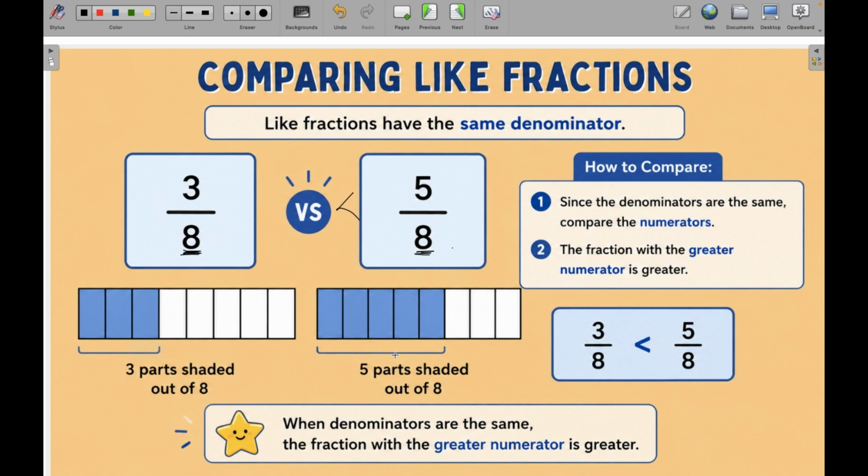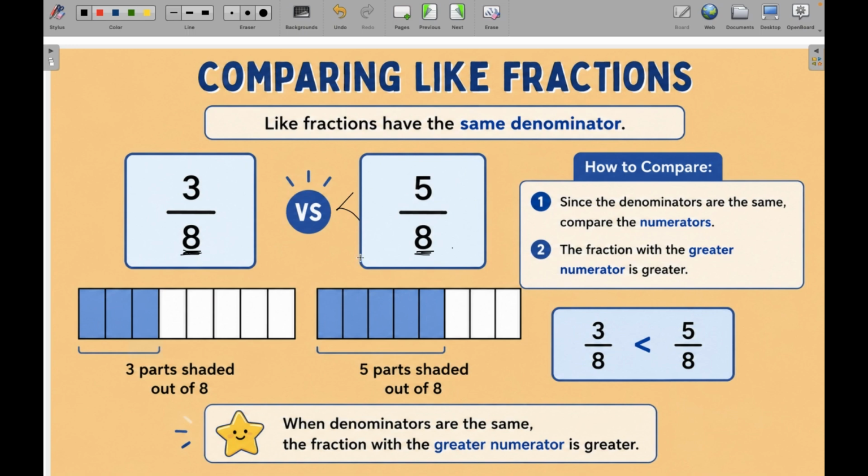Why does this happen? If you look at 3 by 8 in this figure, you'll see 3 out of 8 parts are shaded. If you look at 5 by 8, it means 5 out of 8 parts are shaded. So the number of parts is equal in both cases. However, the shaded fraction is larger here because we are shading 5 out of 8 and here we are shading 3 out of 8.